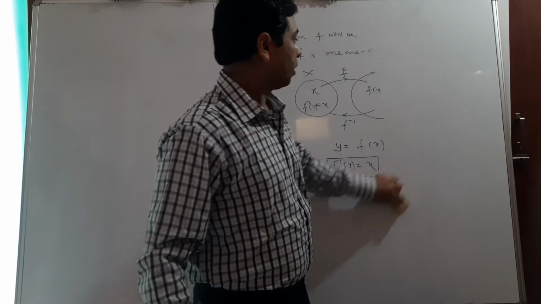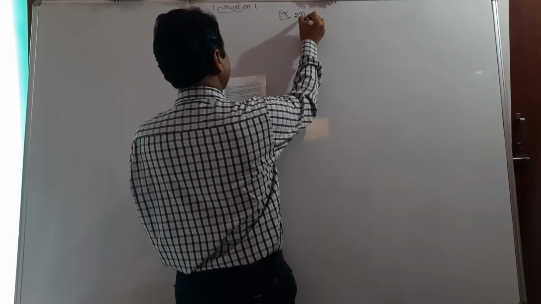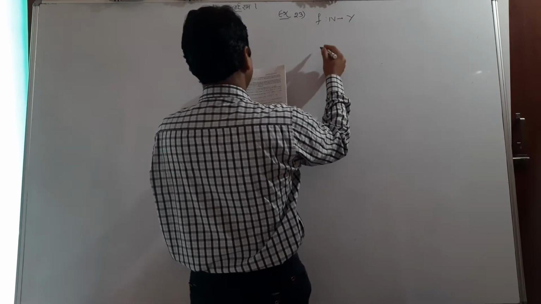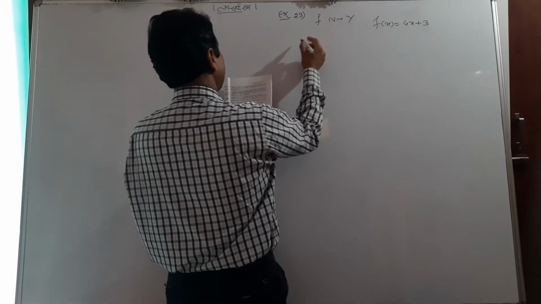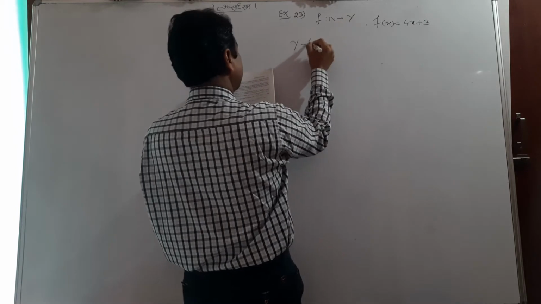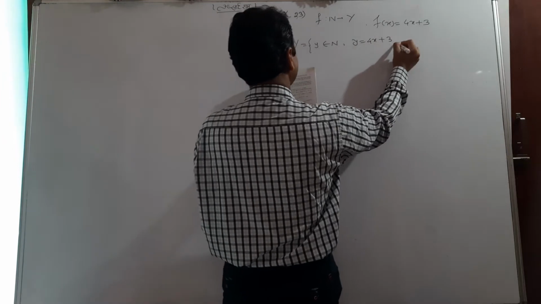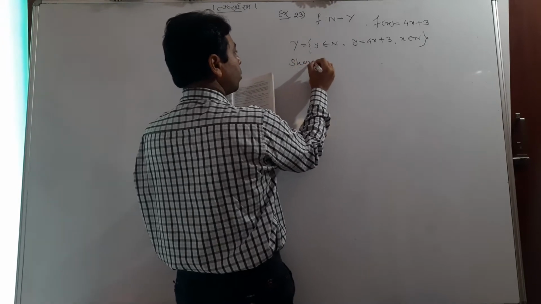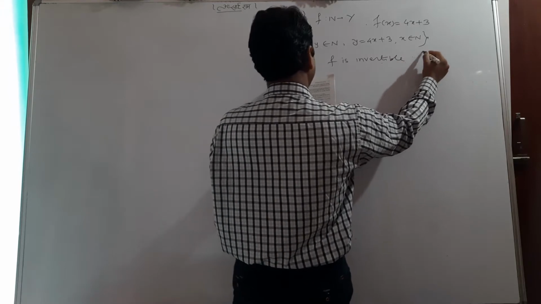Now let me take one easy question for you. Example number 23 I am taking. The question says f from N to N, where the function is given by y equal to 4x plus 3, for all x belonging to N. Show that f is invertible. Find its inverse.